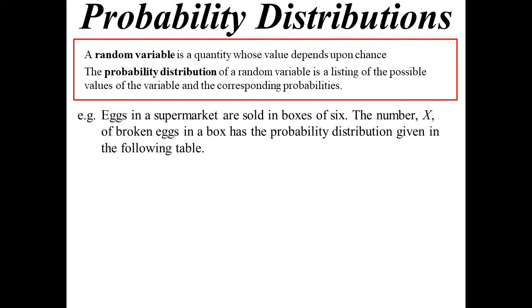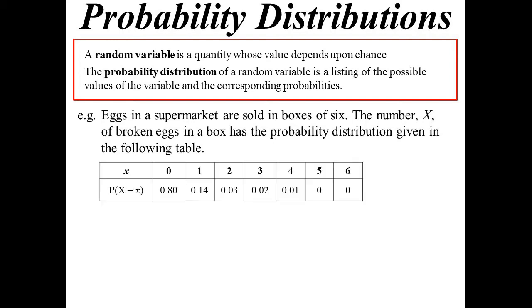Eggs in a supermarket are sold in boxes of 6. The number x, so x is going to be our random variable. It's the number of broken eggs in a box, and we've got a probability distribution. Here it is. The boxes are 6, so it's possible that 0 are broken, 1 are broken, 2, 3, 4, 5, 6. They're all the possibilities. So this is a discrete distribution. The corresponding probabilities of that happening. 0 chance of being 5 or 6 broken.